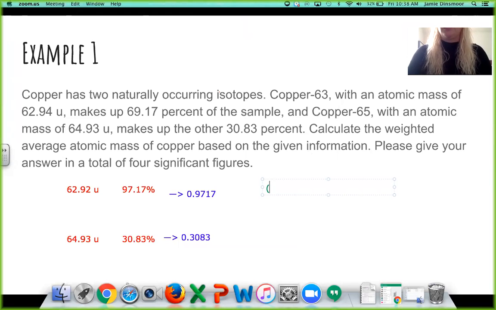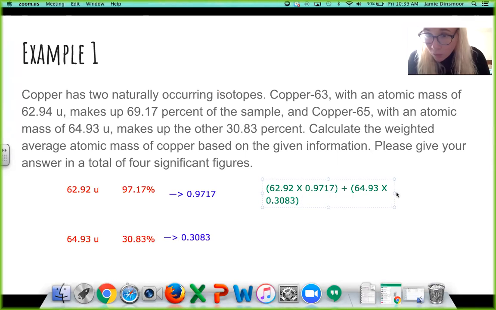We're going to say 62.92 times 0.9717. And then we're going to add to that the same thing for our other mass, 64.93 times 0.3083. And when we do that math, let's see what we end up getting. Get my calculator out here.